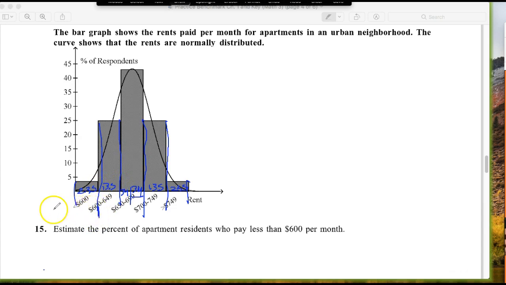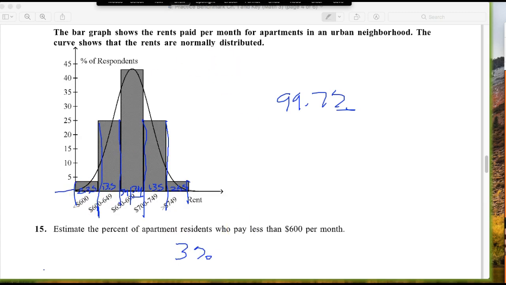What percent pay less? Remember, in a normal distribution, 99.7% lie within the first 3 standard deviations. So from here below, you have 2.35%. You actually have a teeny bit more on each side. So here I would say the percent of residents that pay less than 600 is a very small percent, 2.35. Maybe you could round that up a little bit to 3%.